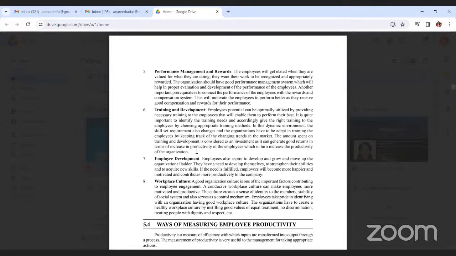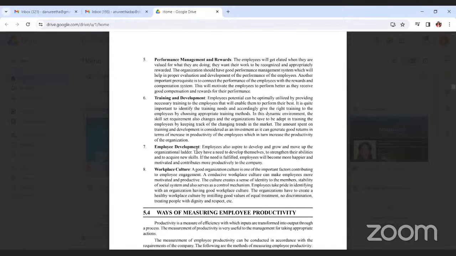Employee development is to strengthen the abilities and to acquire new skills. You should also encourage the employees to keep training and keep doing better work so that they are enhancing their skills. They need to do more certification courses, or a lot more crash courses, so that they are getting perfect in what they need to do.